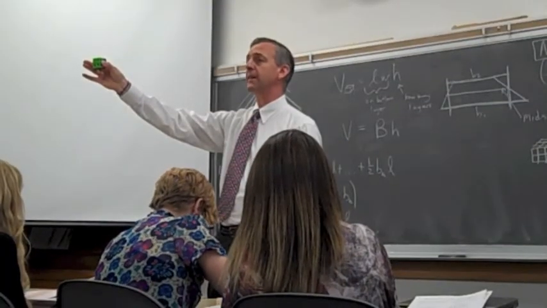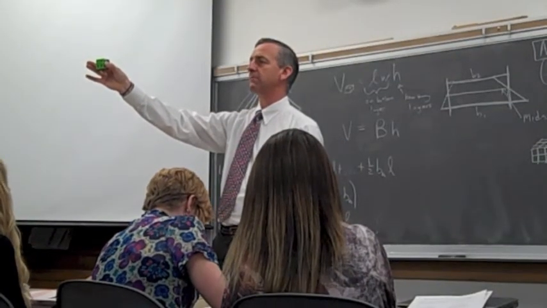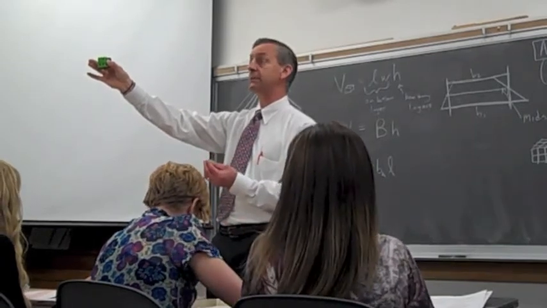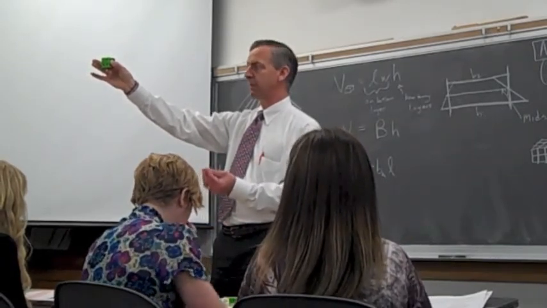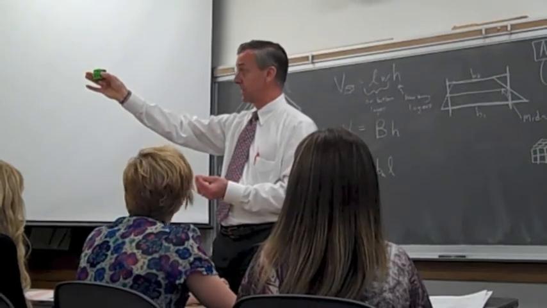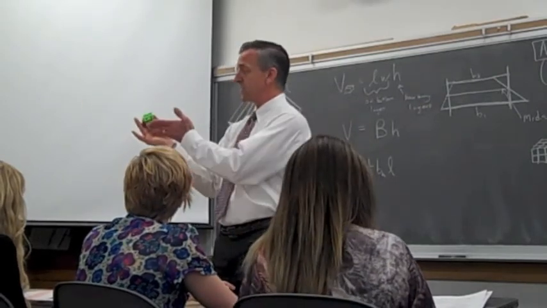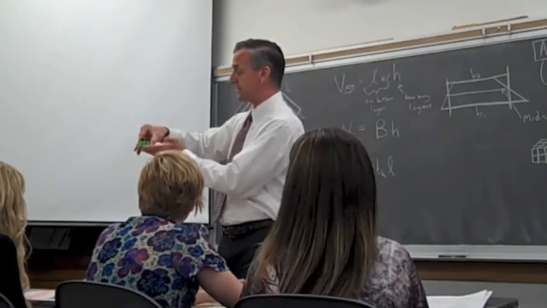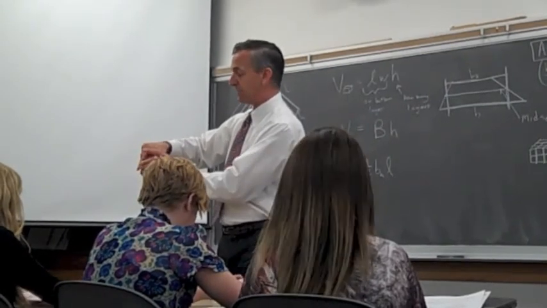The pyramid's not coming to a point, it's going straight up. If it comes to a point, we call it a pyramid. If it goes straight up, we call it a prism. So this is a prism. It has the very same base, right? But it goes straight up.